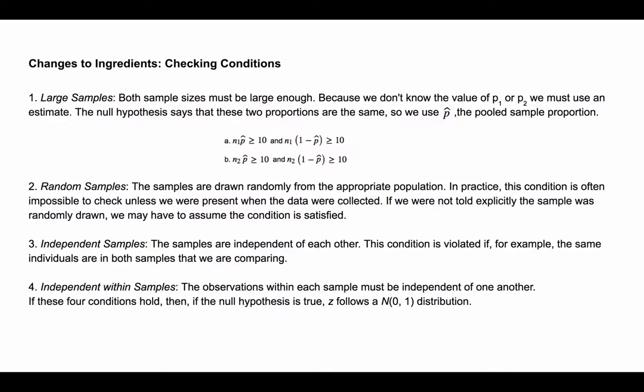Now, condition 4 is independent within samples. So the observations within each sample must be independent of one another. When you have one group, say all the people in 2002, you don't want people's opinions to influence each other within that group. Same thing with the people in 2009. Now, if all these conditions are met, then we can do our hypothesis testing and it's totally valid.